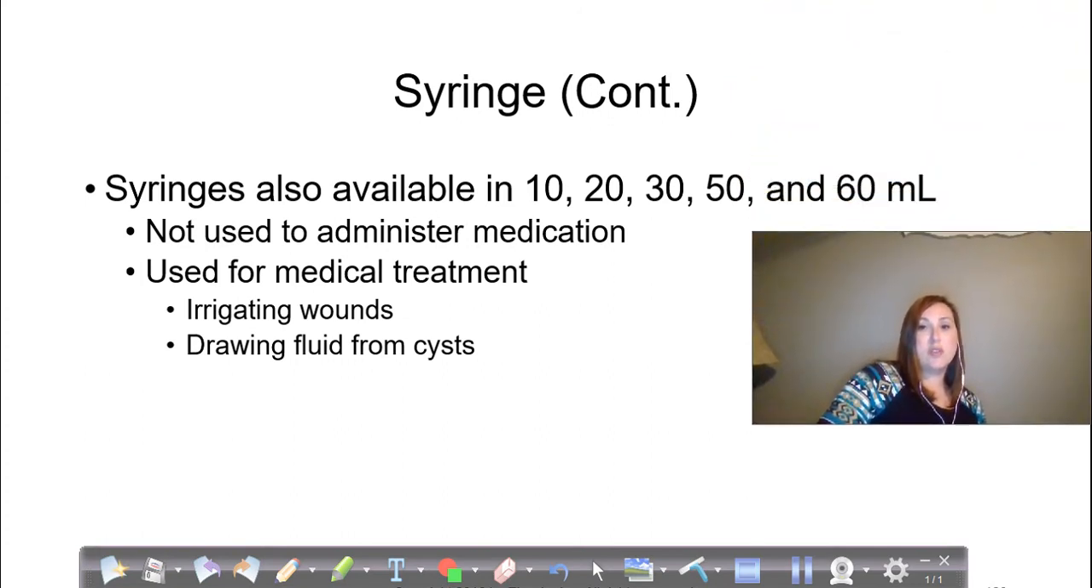Again, you can also get those syringes in 10, 20, 30, 50, and 60 milliliters. We don't use them for medication injection. We use those more for irrigating wounds, for draining joints or cysts. Drawing fluid out of something, not so much for medication.